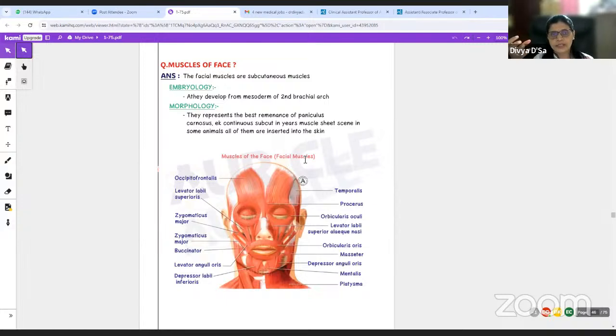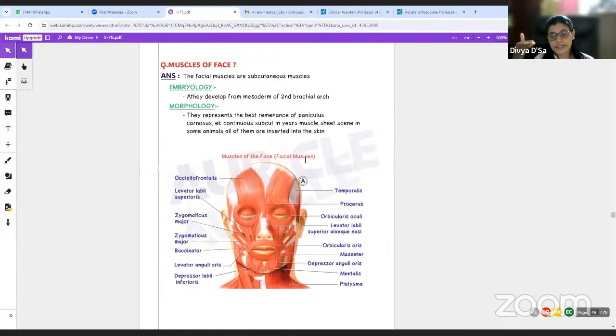So these muscles develop from the mesoderm of the second branchial arch. Okay, so the second pharyngeal or branchial arch, the mesoderm of it forms these muscles of the face. Morphologically, they represent the remnants of panniculus carnosus. So panniculus carnosus is a subcutaneous muscle.